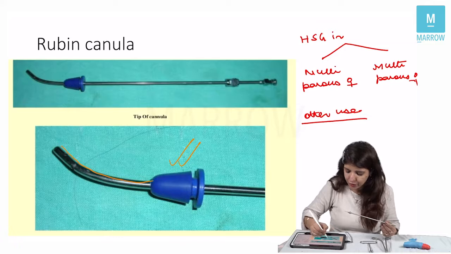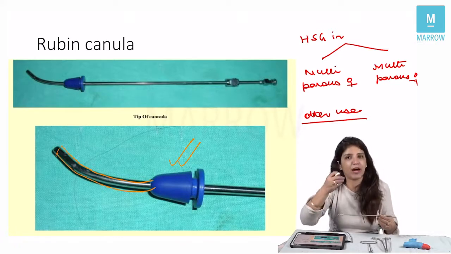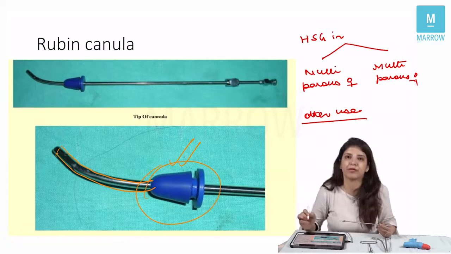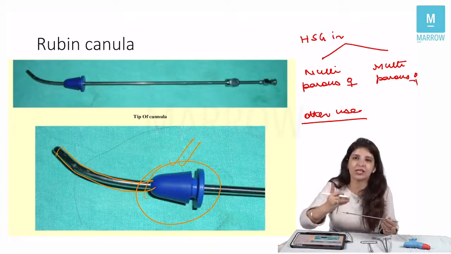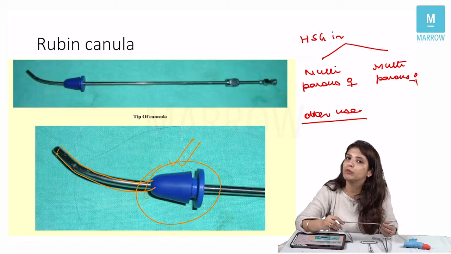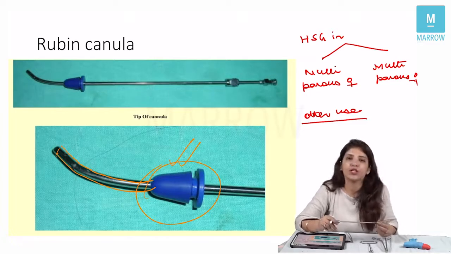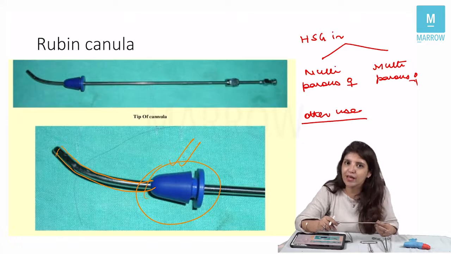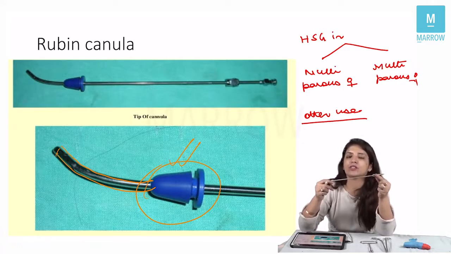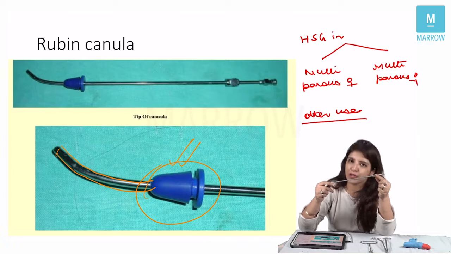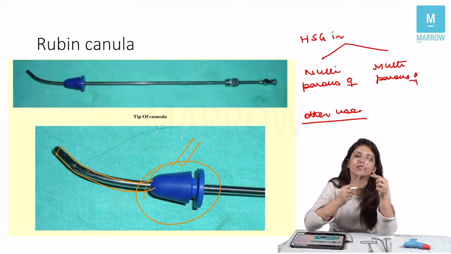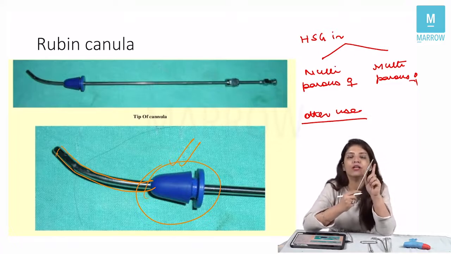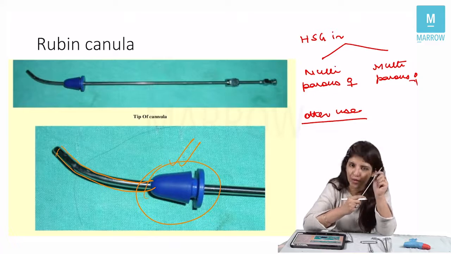This is how a Rubens cannula looks. It has a curved end, so the distal part will be curved and there will be a rubber stopper. If you are getting a cannula where there is a rubber stopper and the distal end is curved, that is a Rubens cannula. A Rubens cannula is used for doing HSG in a nulliparous female, and the Leach-Wilkinson cannula is used in a multiparous female. The advantage of the Rubens cannula is that you can also use it to manipulate the uterus, but you cannot do that with a Leach-Wilkinson cannula.